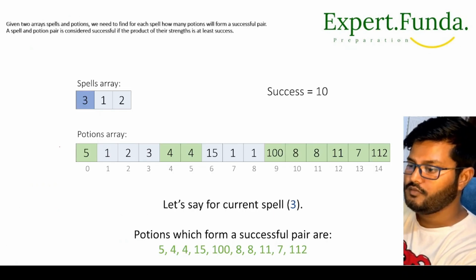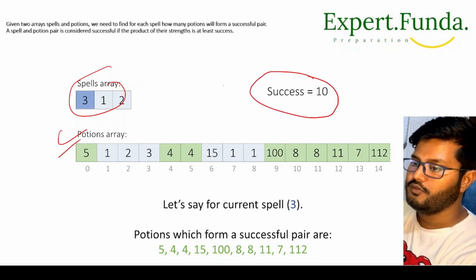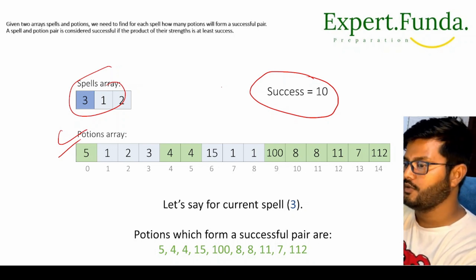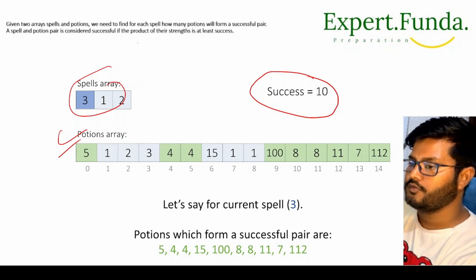So if we talk about the solution, we have been given two arrays, spells and portions. So we have 3 1 2, and similarly 5 2 1 1 2, like that we have values, because the success is 10. Okay, so we need to find for each spell how many portions will form a successful pair. A spell and portion pair is considered successful if the product of their strengths is at least success, right?